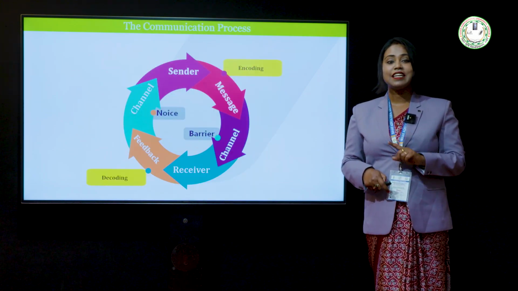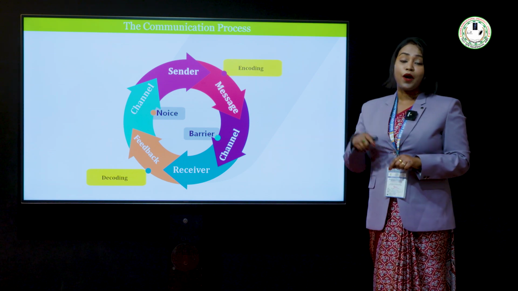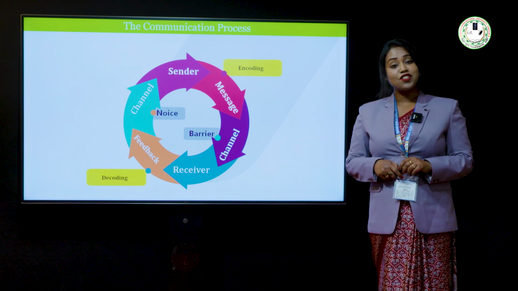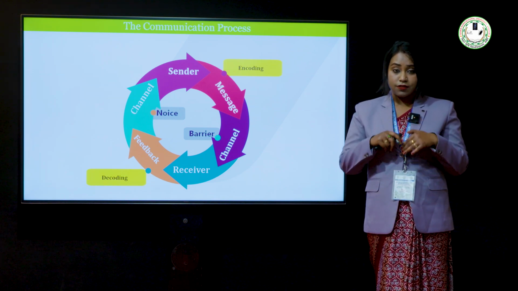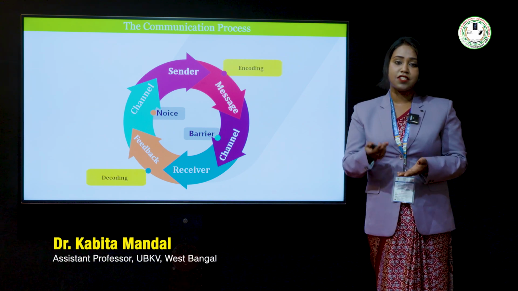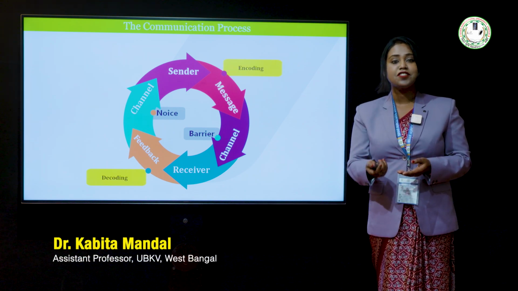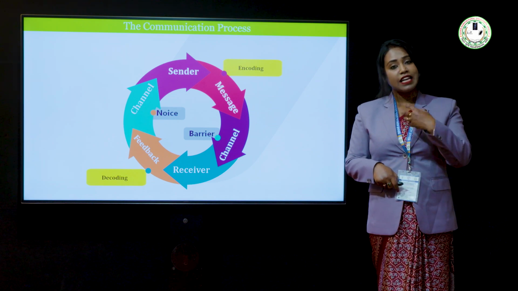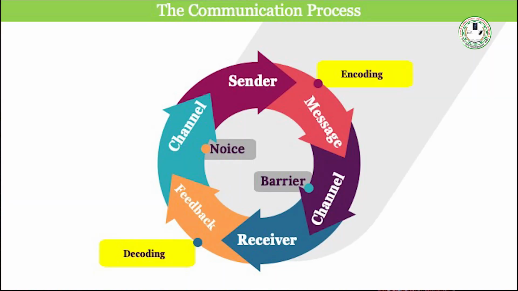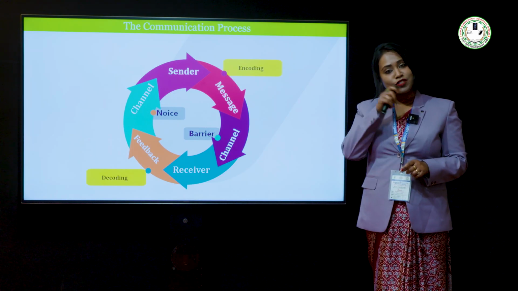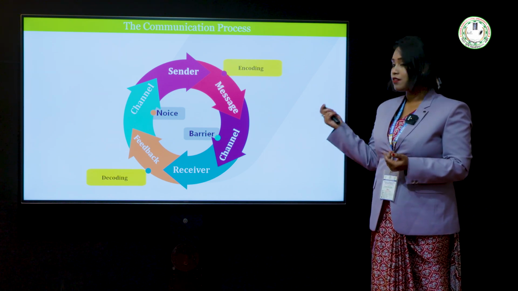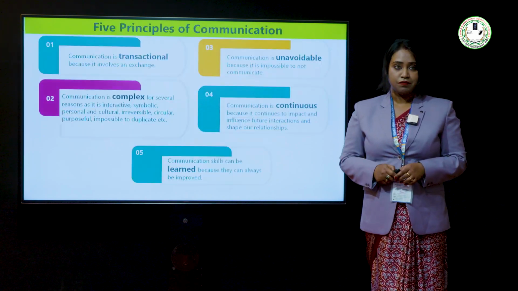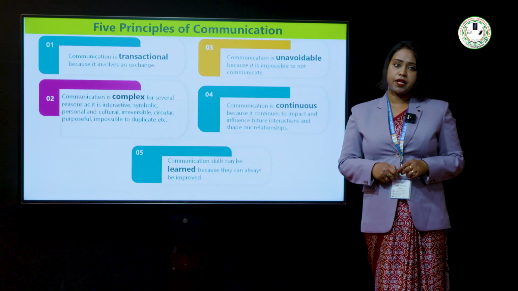Now this is the cyclical or continuous process of communication, because communication is a two-way process. It's a reciprocal one. The sender sends messages, the receiver receives messages, then the receiver gives feedback to the sender, and again the sender corrects the incorrectness or ineffectiveness in the communication process. That's why the whole process is cyclical. So this is the flow chart or flow model of the communication process. Now there are 5 principles of communication.